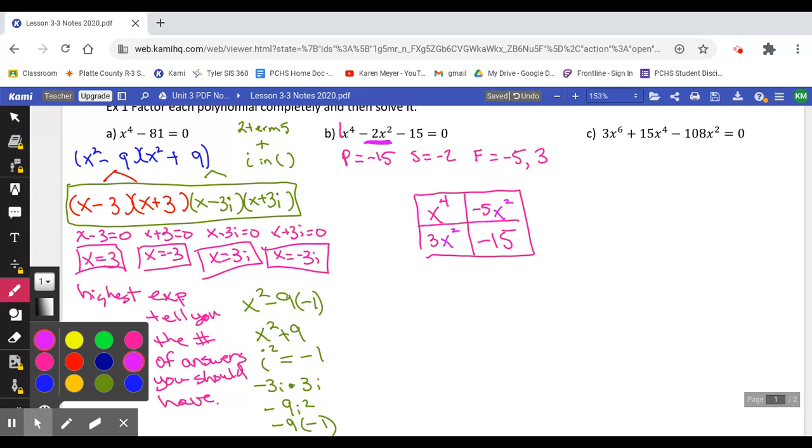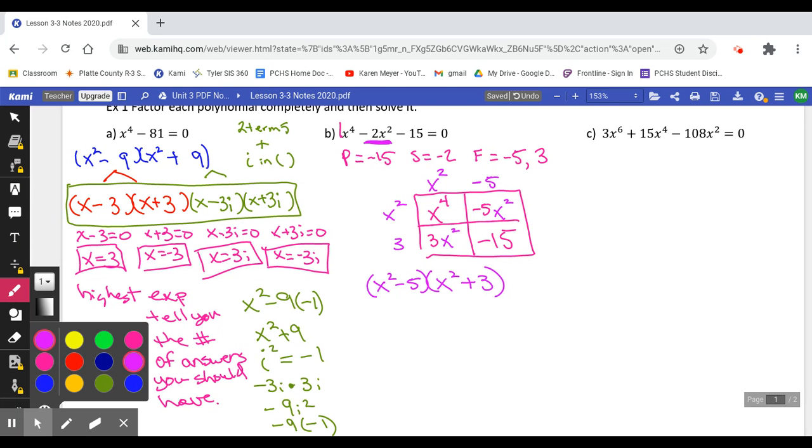Okay, so now we do the GCF. So up and down, they have an x squared in common. On the other side, can't start with a negative, so take a negative out. And then both of them are divisible by 5. Crossways, take out an x squared. And crossways, take out a 3. So we're looking at x squared minus 5 and x squared plus 3.